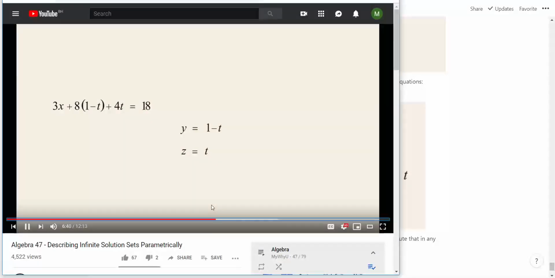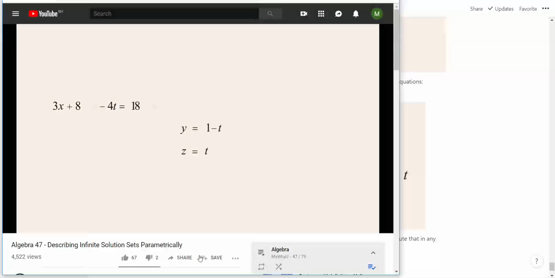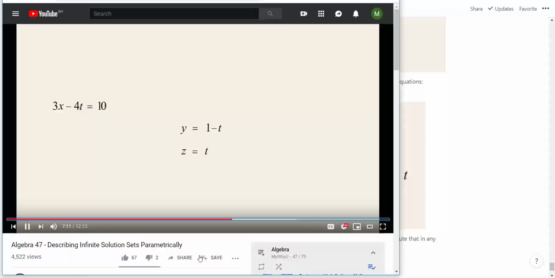We start by distributing 8 to the terms in parentheses. And combine like terms, giving us 3x plus 8 minus 4t equals 18. Subtracting 8 from both sides, we get 3x equals 10 plus 4t.